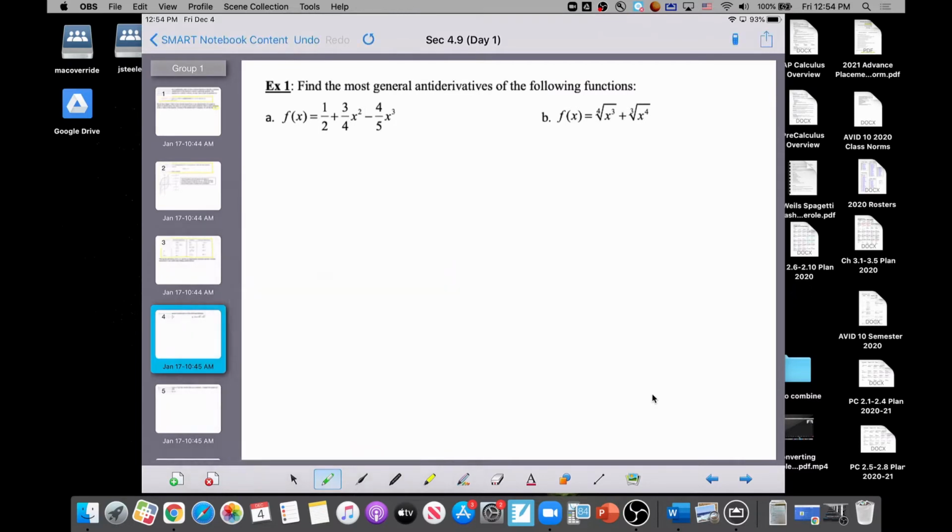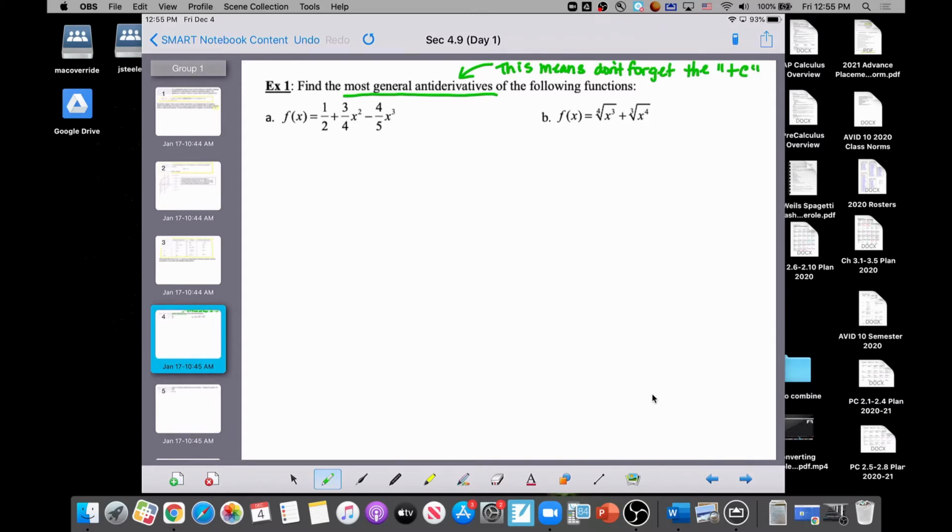Now, in the first few examples here, example 1, part A and part B, it says find the most general antiderivatives of the following functions. So what those words right there mean, because they haven't given us any initial condition to allow us to solve for C, is basically: don't forget the plus C. Okay, don't forget the plus C.